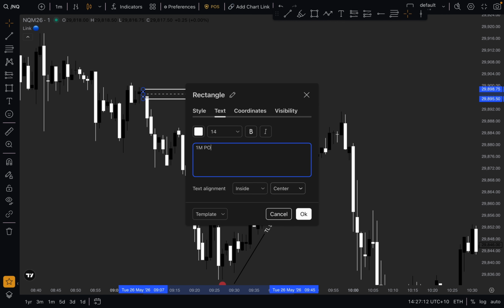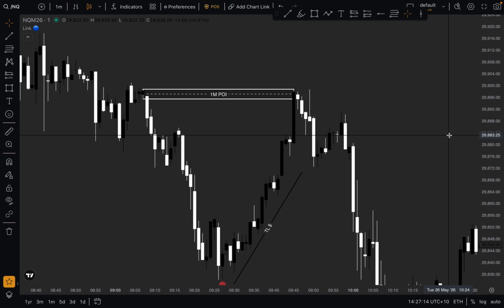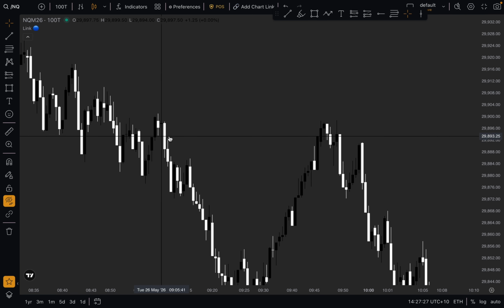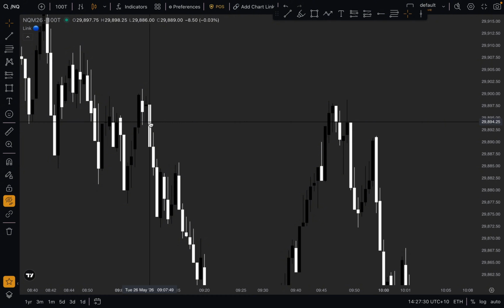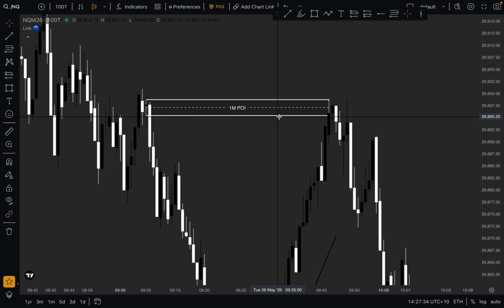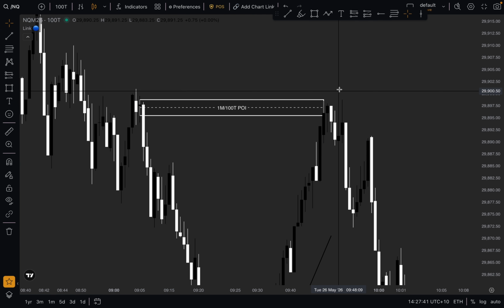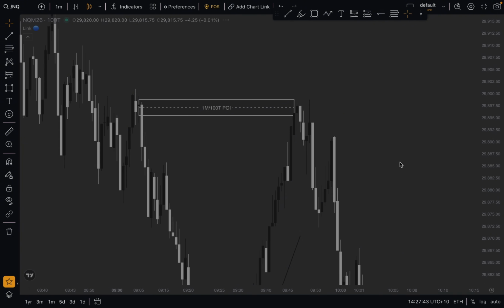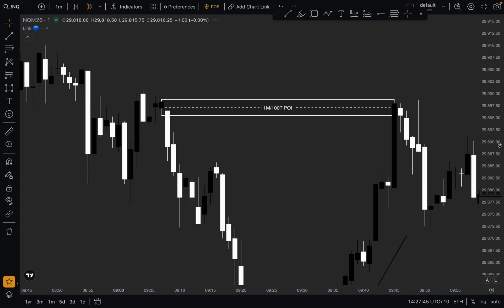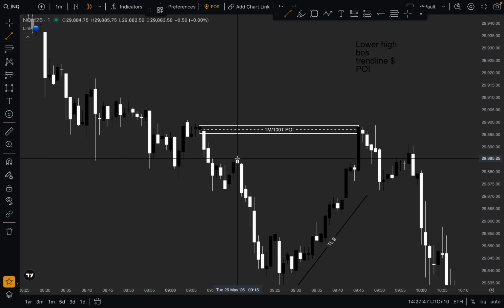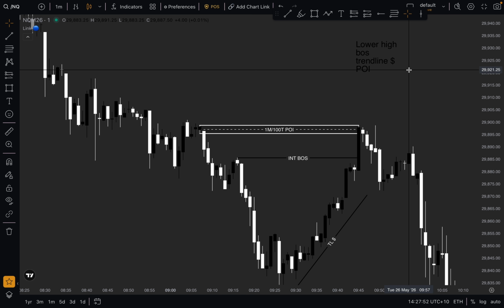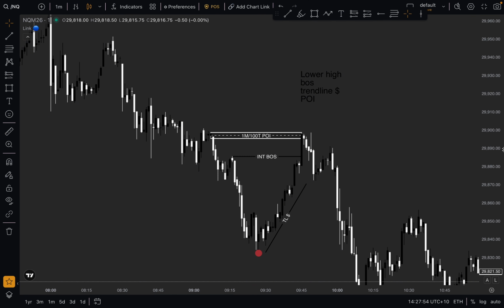Now, what I like to do is also go through other time frames to see if there's also a point of interest in the same area. We can see that on the 100-tick time frame, it's also a bullish candle for a bearish move. So I can label this 1 minute / 100-tick point of interest. Now, what happens? Price is making its way up to our point of interest. We have an internal breaker structure, and we tap into this point of interest.